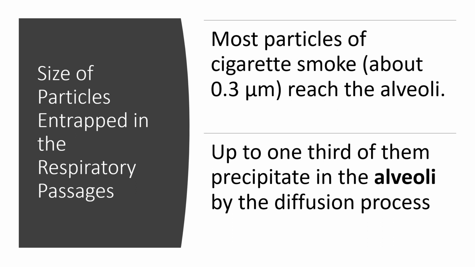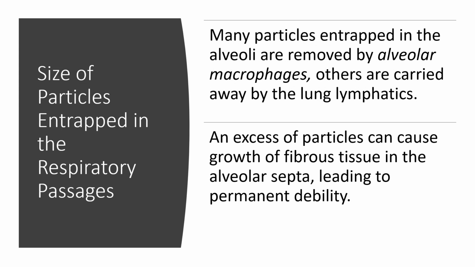Particles of cigarette smoke are about 0.3 micrometer. Almost none of these particles are precipitated in the respiratory passageways before they reach the alveoli. Up to 1/3 of them precipitate in the alveoli by the diffusion process. Many of the particles that become entrapped in the alveoli are removed by alveolar macrophages. Others are carried away by the lung lymphatics. An excess of particles can cause growth of fibrous tissue in the alveolar septae, leading to permanent debility.